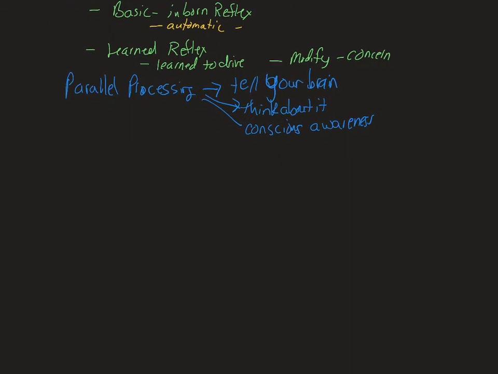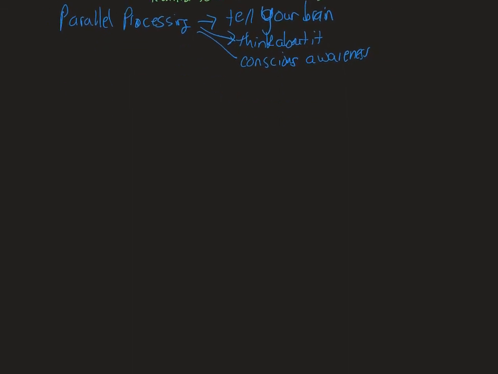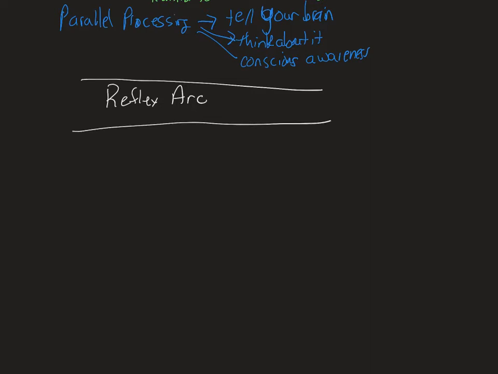All right, let's next go over the whole thing of the reflex arc. So here's our reflex arc section. So what is a reflex arc? It is essentially a neural pathway, or you can think of it as a neural relay, where you're going to have 2 to 3 neurons working together.